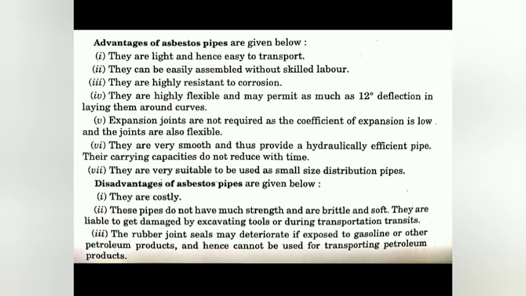Third point, the rubber joint seals may deteriorate if exposed to gasoline or other petroleum products, so they cannot be used for transporting petroleum products. Since rubber materials are used in the joints, they may be susceptible to deterioration as they are exposed to different materials such as petroleum products. So for transporting petroleum products, this is not suitable. These are the disadvantages of the asbestos pipes.